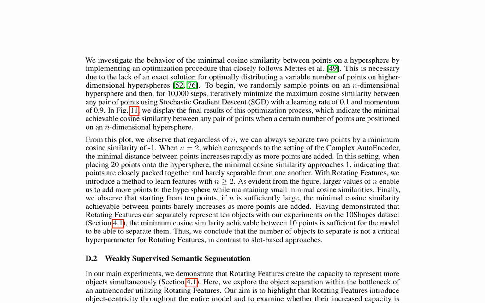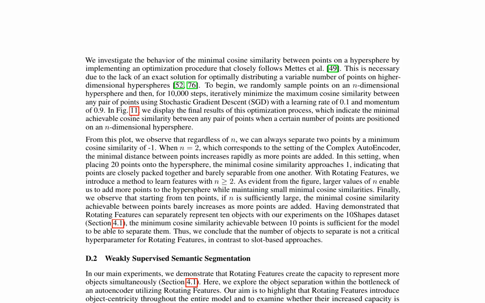hypersphere. In contrast, with rotating features, larger values of n enable adding more points to the hypersphere while maintaining small minimal cosine similarities. Furthermore, starting from 10 points, if n is sufficiently large, the minimal cosine similarity achievable between points barely increases as more points are added, making it sufficient for the model to separate them.